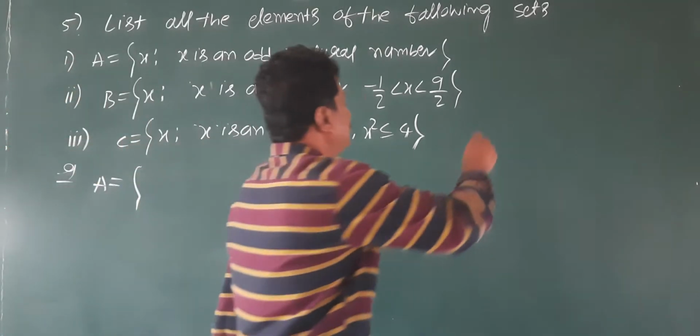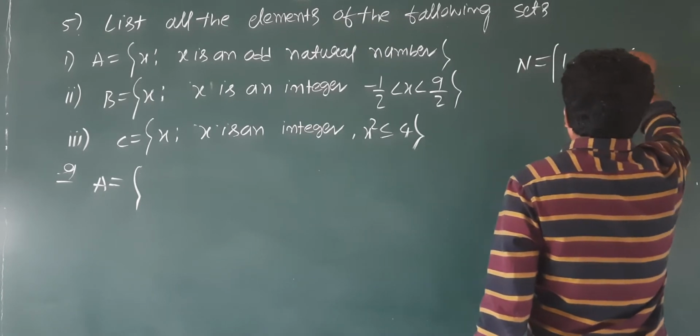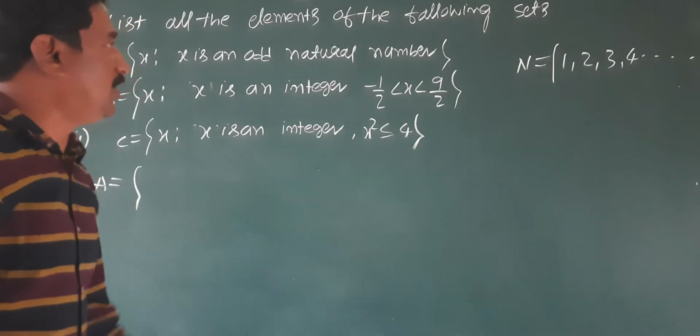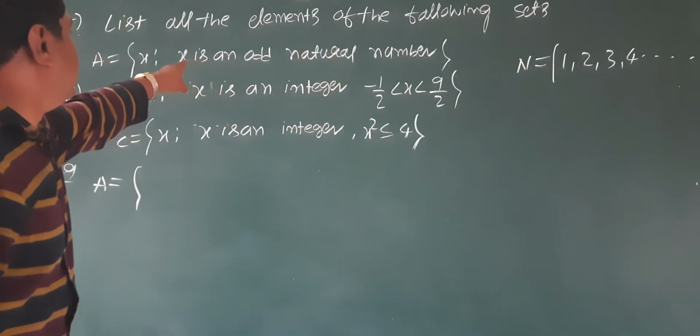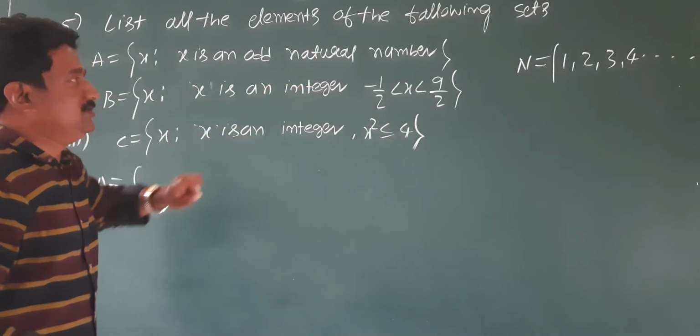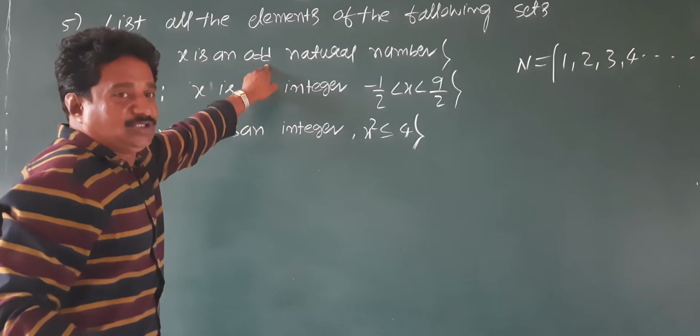Natural numbers are 1, 2, 3, 4, and so on. Here X should be odd natural numbers. So tell me odd natural numbers. 1. 1 is an odd natural number.